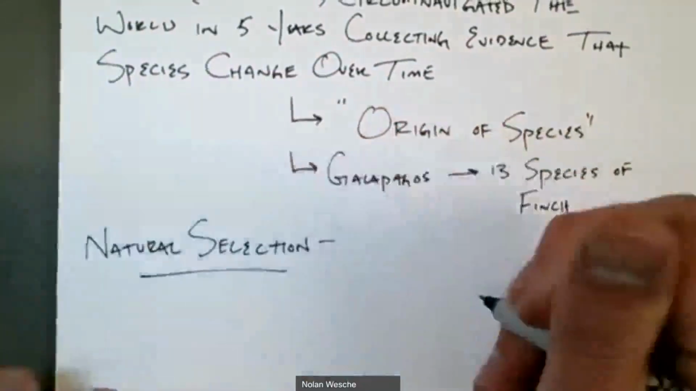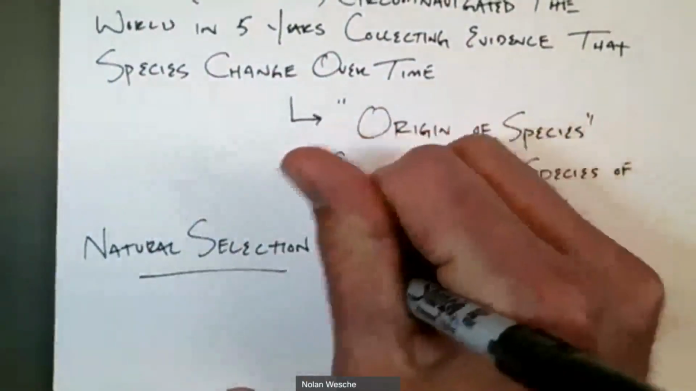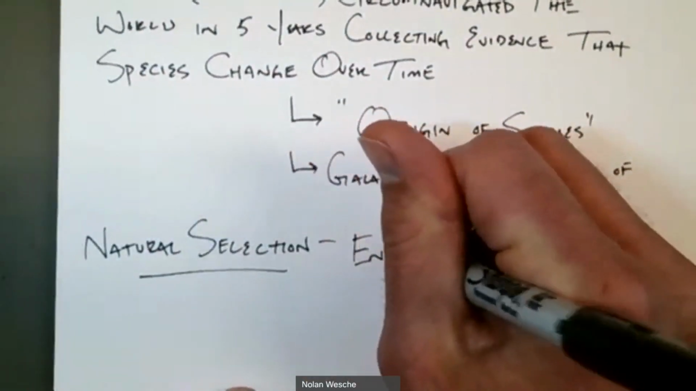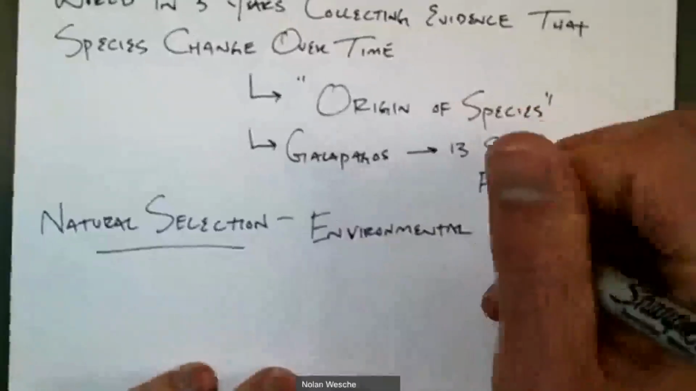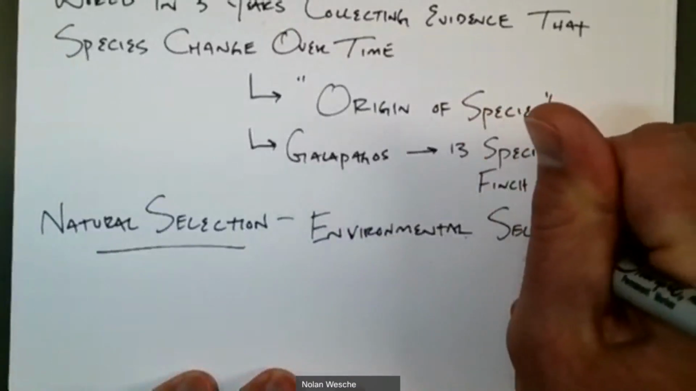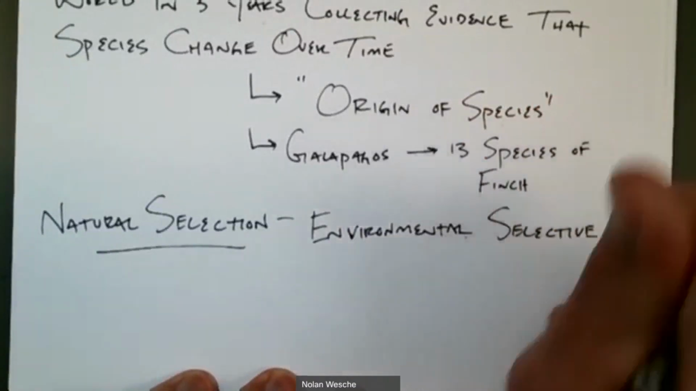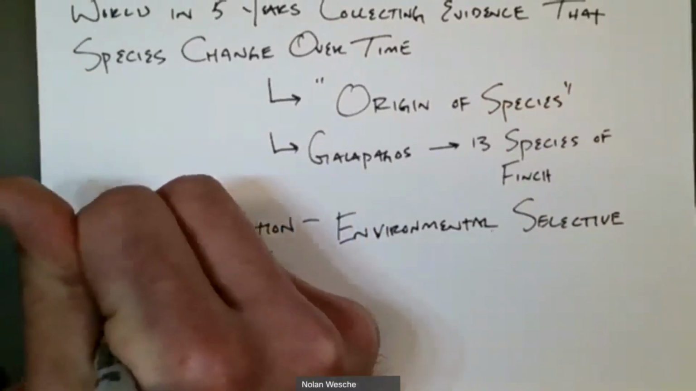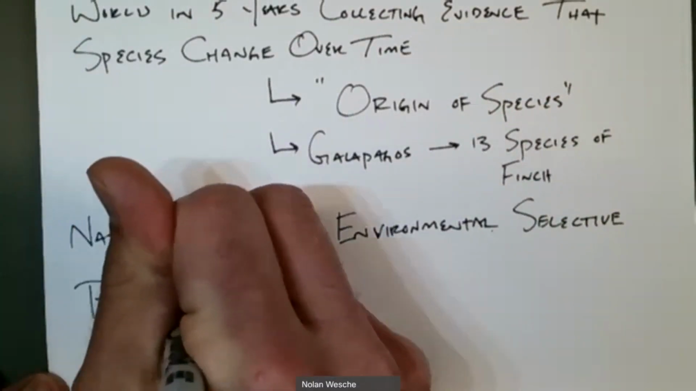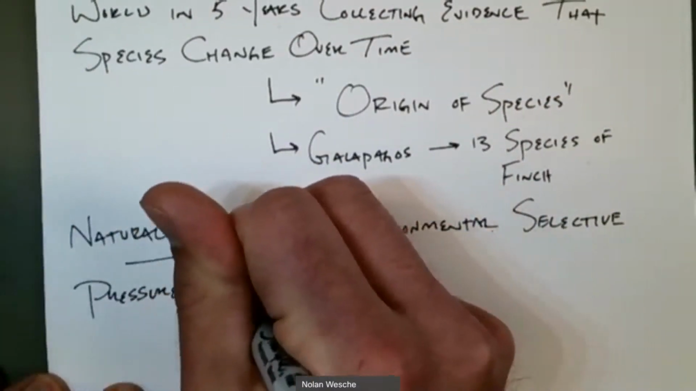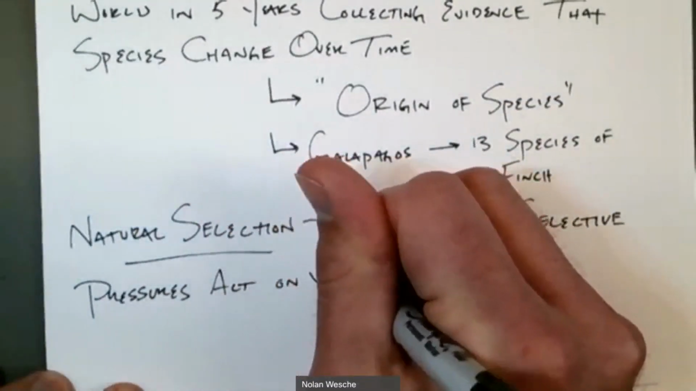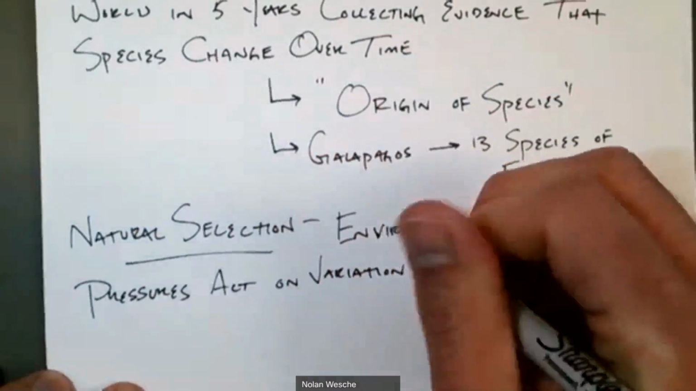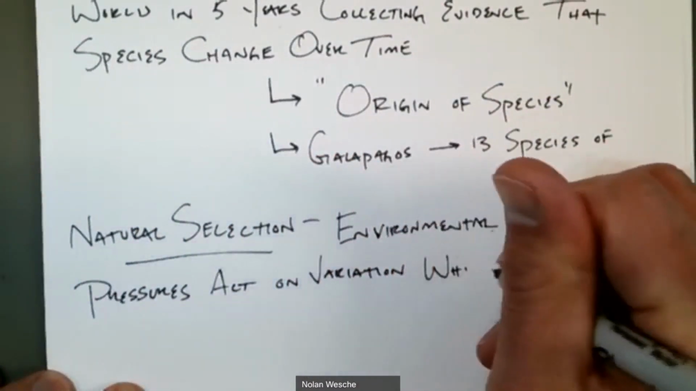And we'll say natural selection is environmental selective pressures. They act on variation within a species or a population.